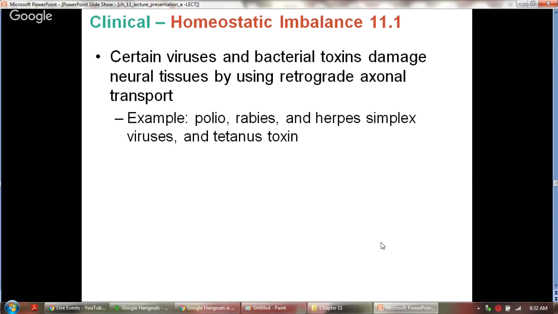So what is the clinical significance of this? Certain viruses and bacterial toxins can damage this retrograde axonal transport, and we have seen that in certain diseases such as polio, rabies, herpes simplex virus, and certain tetanus toxins. In these diseases, the causative agent will damage these transport mechanisms.